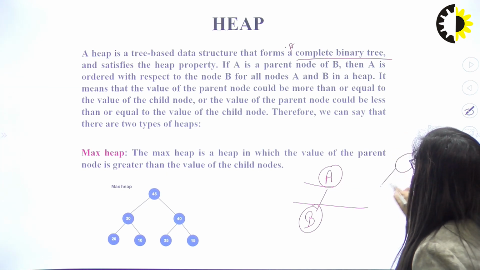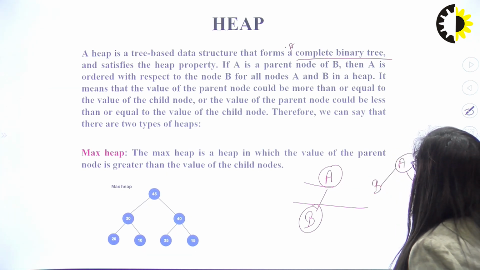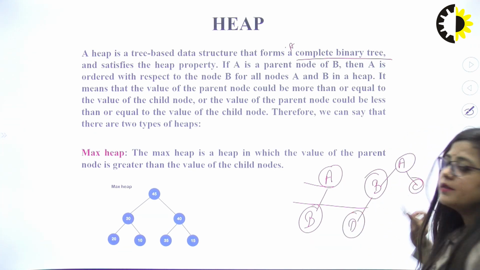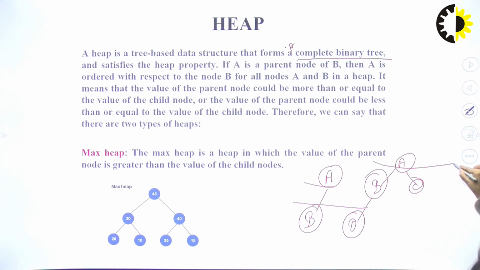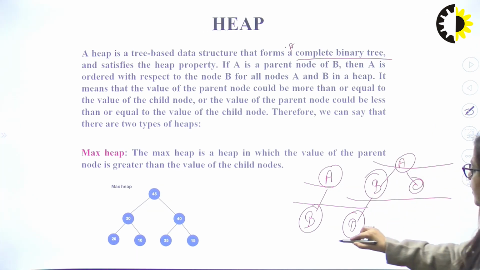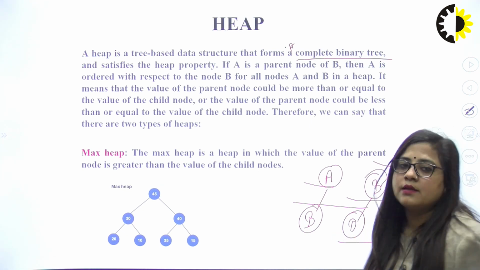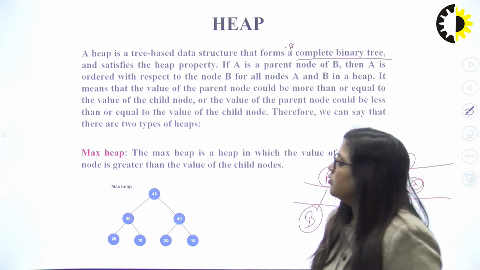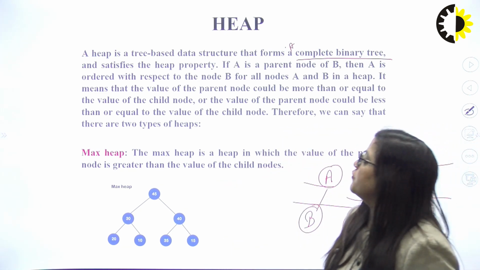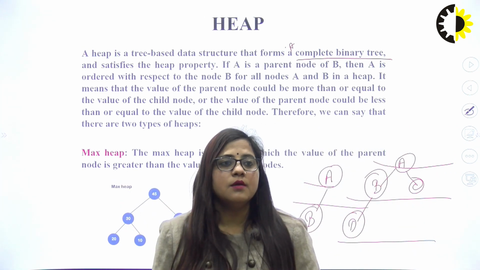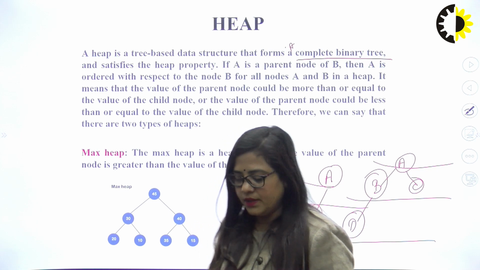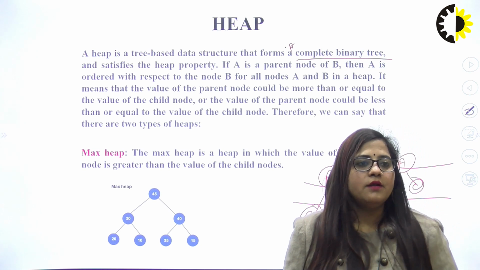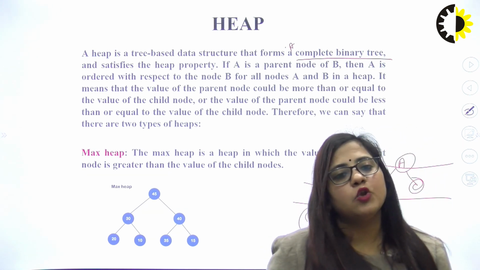Let's suppose here the example. It is a heap tree because this level is filled, according to this level also filled, and this level is accepted because it is a leaf node. So now I tell you about the types of heap. Heap is of two types. First one is max heap and second one is min heap. Max heap is a heap in which the value of the parent node is greater than the value of the child node.